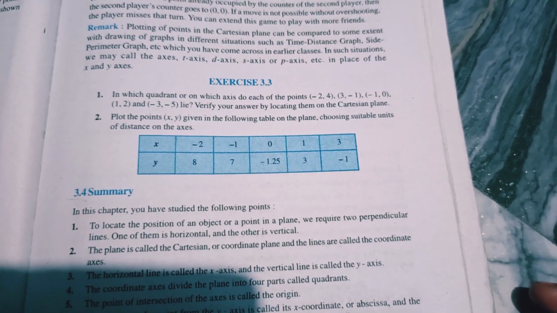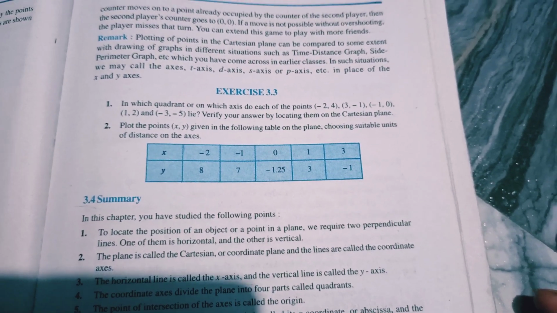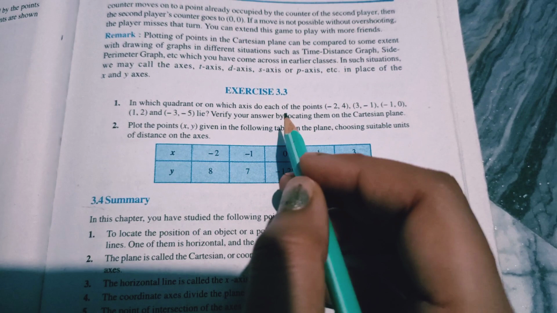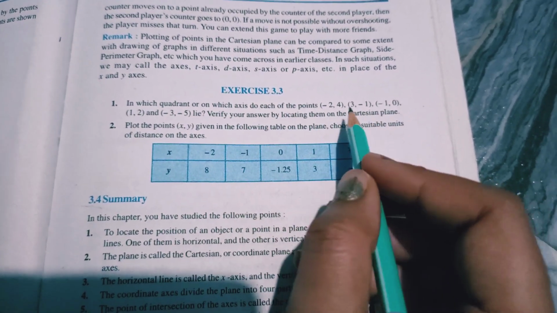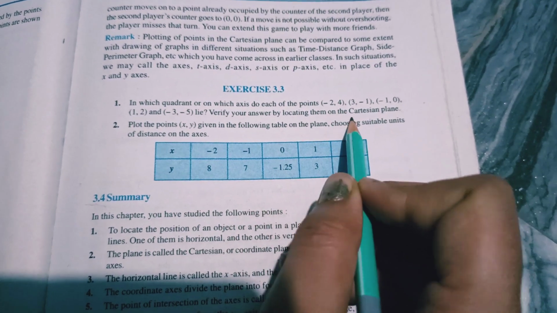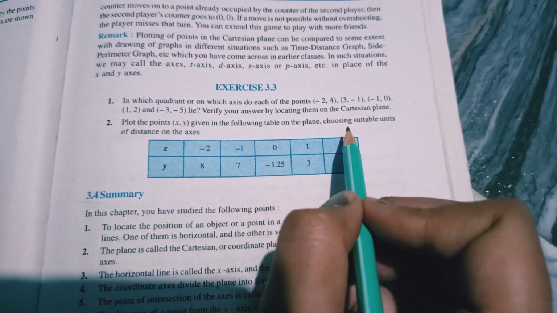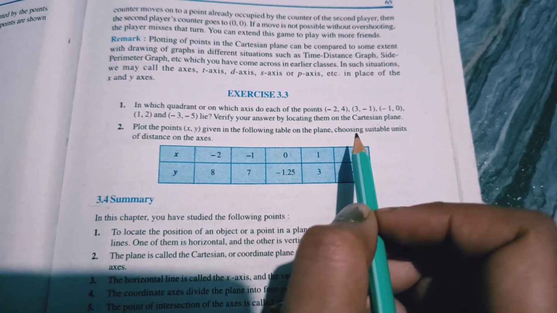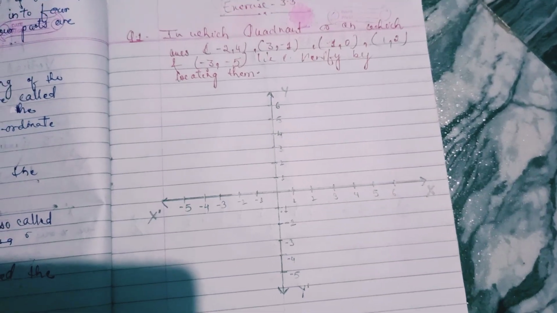Now comes exercise 3.3. Its question number first is: in which quadrant or on which axis are these points lying? Then for verification you have to locate them in the Cartesian plane. So we will do it here.